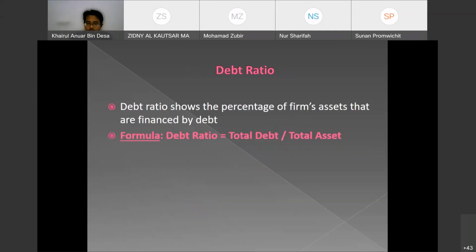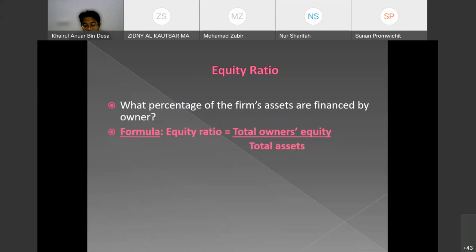Debt ratio measures the percentage of debt used to finance the asset. Okay, formula used is debt ratio equals total debt over total asset. Berapa banyak hutang yang kita guna untuk membeli kilang, membeli mesin, membeli truck, container itu tadi. Equity ratio.